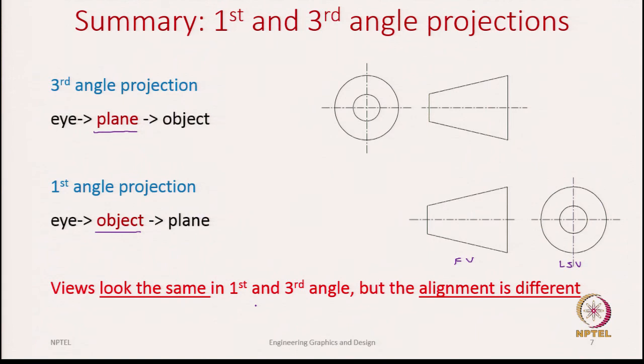So, in the third angle projection things are more intuitive, in the sense that the top view is placed above the front view, whereas in the first angle projection things are counterintuitive, in the sense that the top view is placed below the front view for a first angle projection.